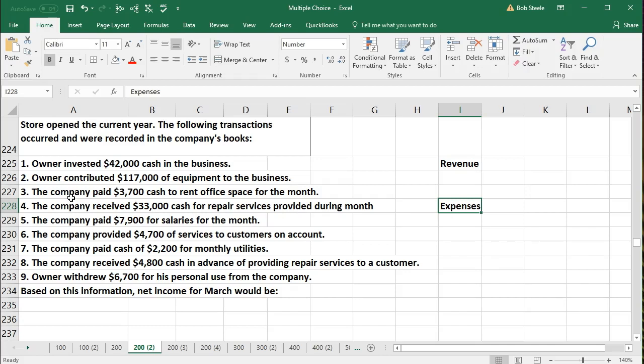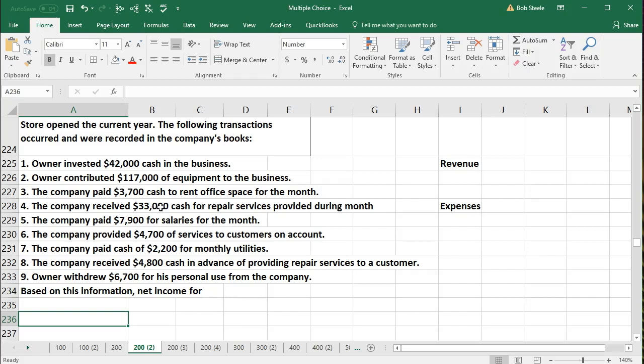Number 2. Owner contribute $117,000 of equipment to the business. Transaction there, we're going to say equipment is going up with a debit, and the owner contributed it, so we're going to credit just the capital. Once again, neither of those though being revenue or expenses, so not involved in the calculation we are looking for here.